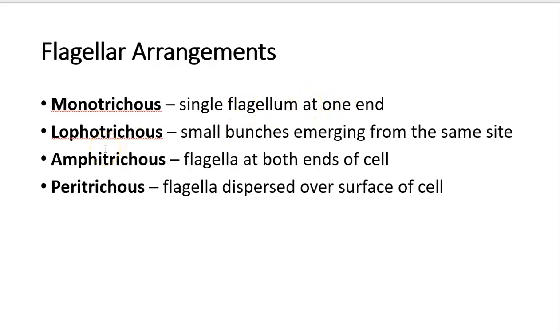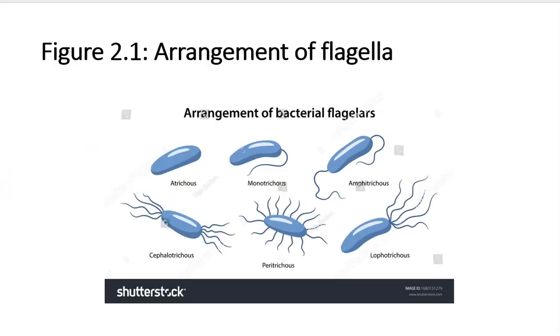Lophotrichus has small bunches on the same site. Amphitrichus means you have a flagella at both ends, and peritrichus, think of a periscope all the way around, okay? So you can see in the picture, atrichus without flagella, monotrichus with one single hair or flagella, amphitrichus, both sides.